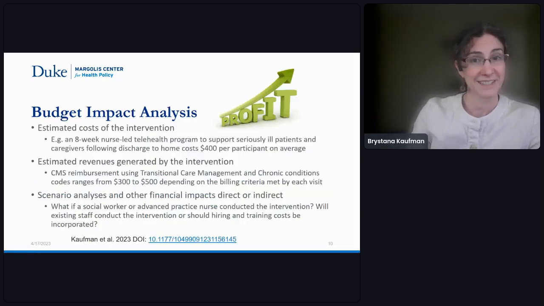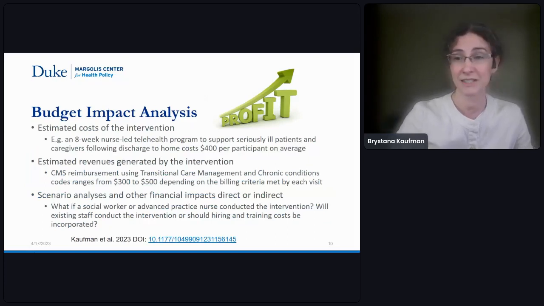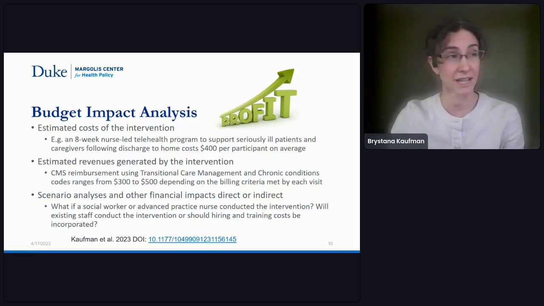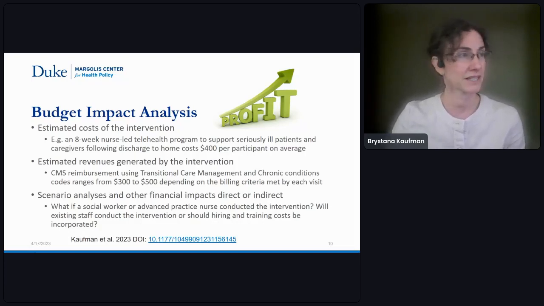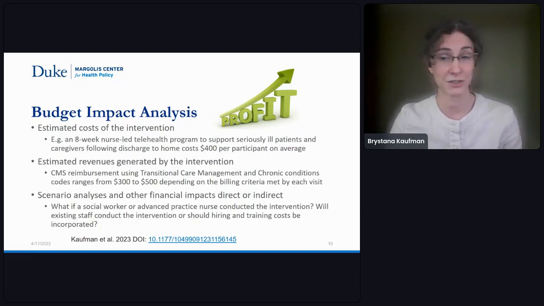So a budget impact analysis, often conducted as a part of a business case, but also standalone. If you're a healthcare administrator and you really just need to know, is this intervention feasible? Can I even do this? Do I have the workforce? Do I have the money? Do I have the sufficient patient population to make this intervention feasible? This is a type of analysis you could use to answer those questions.